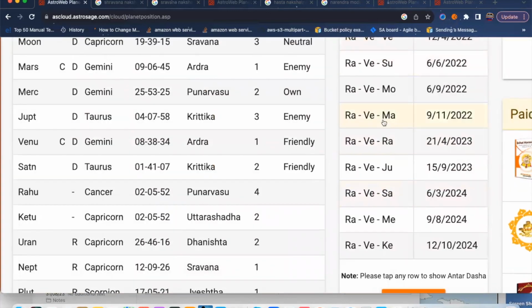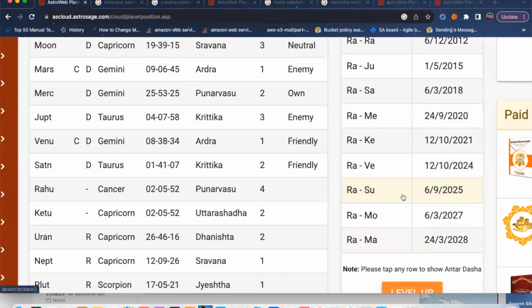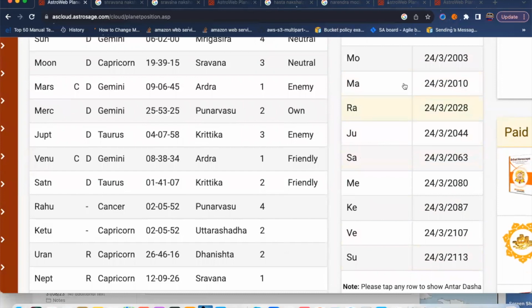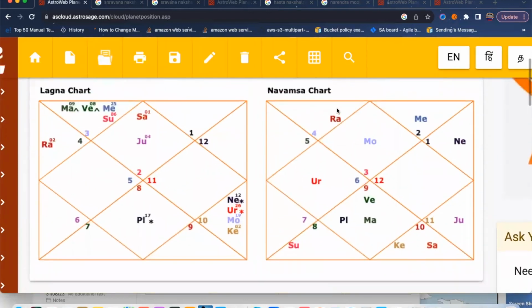This person is running under Rahu Mahadasha up to 2028. So up to 2028, Rahu will be activated. In the Navamsa, Rahu is sitting in the second house, which is again a very good house, but still Rahu is a malefic planet. And again, see here, Rahu is aspected by planet Saturn. I'll just show. See, Rahu is aspected by planet Saturn, and it is aspected by Mars also through the eighth aspect.